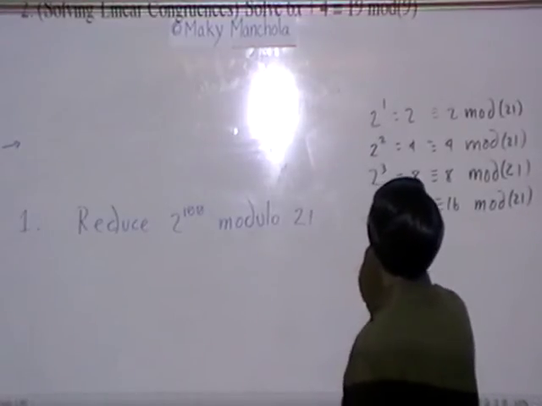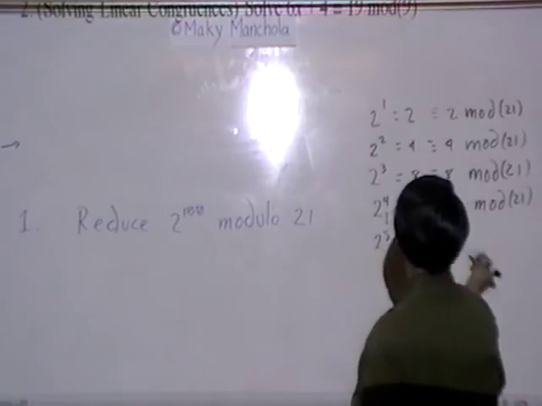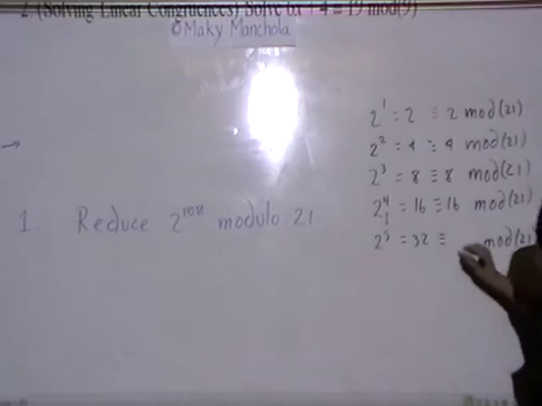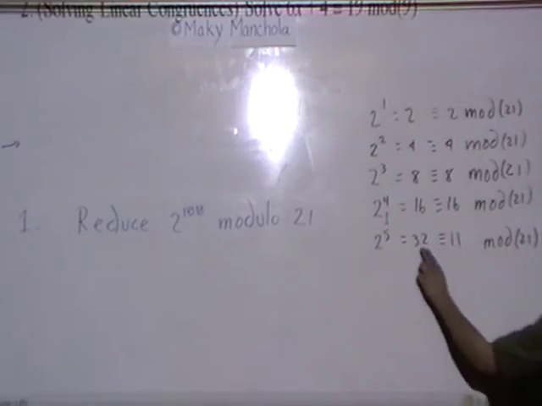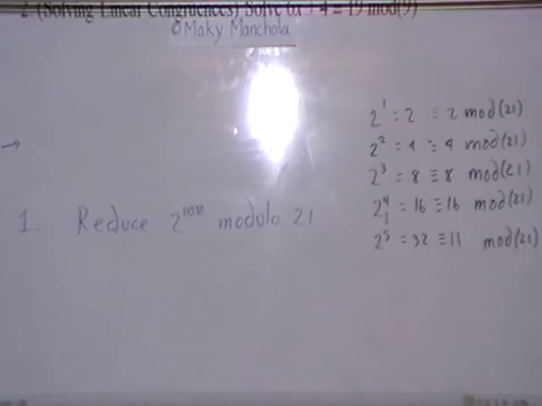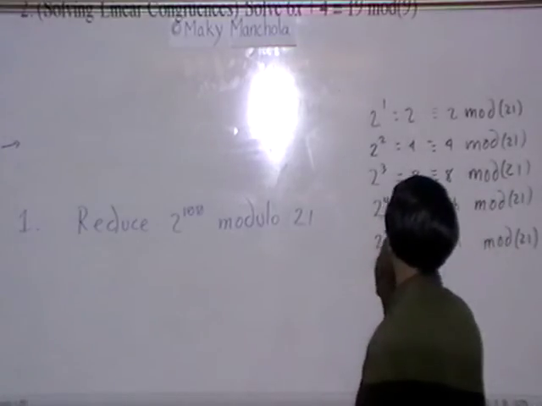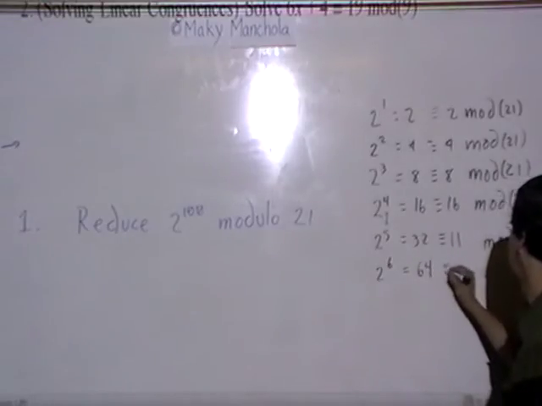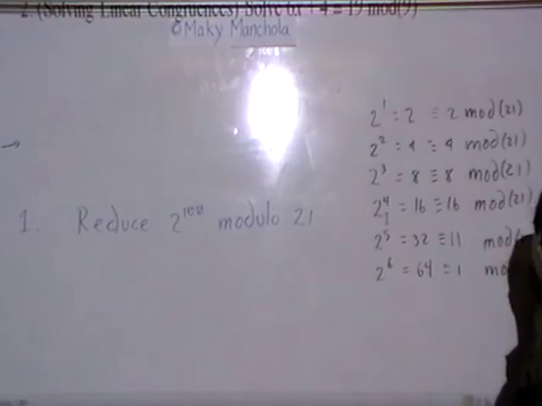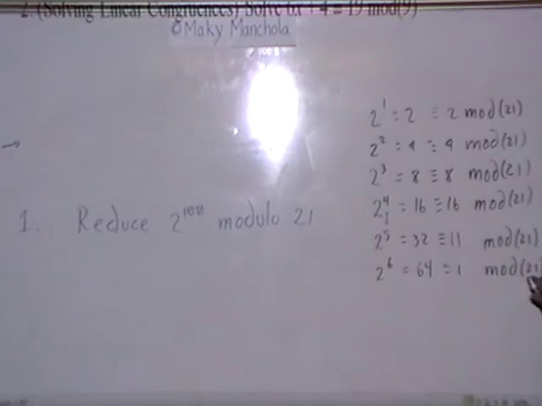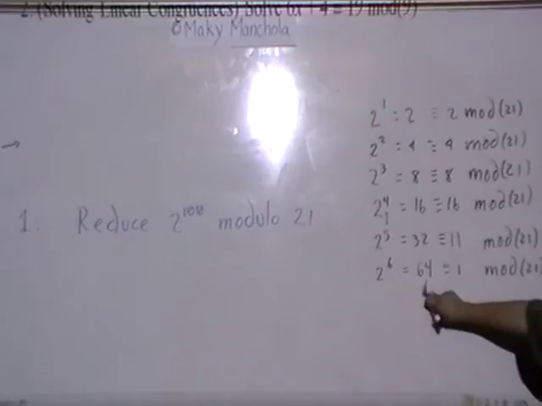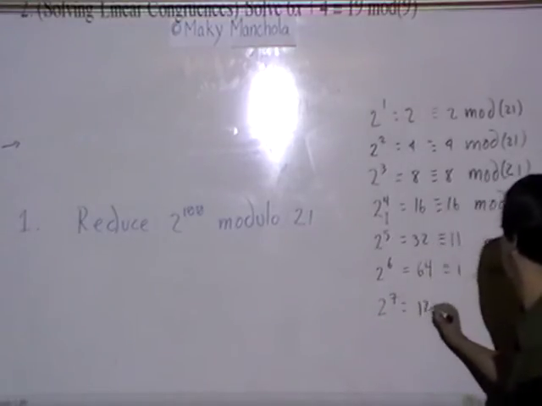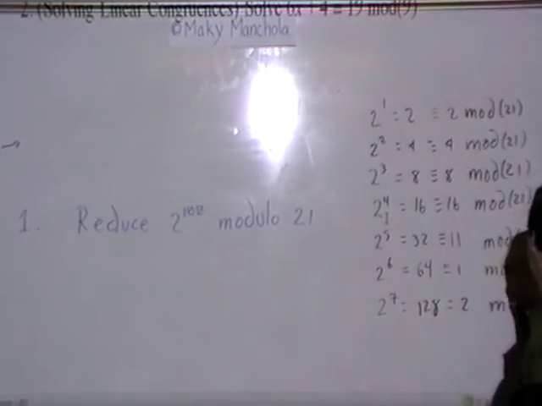2 to the fifth equals 32. What does that reduce into mod 21? Well, 11, because the difference between 32 and 11 is 21, which is divisible by 21. Now let's try a couple more. 2 to the 6, which is 64, is congruent to 1 mod 21. Just notice that 21 times 3 is 63, and this is just 1 more than 63. 2 to the 7th, which is 128, is congruent to 2 mod 21.